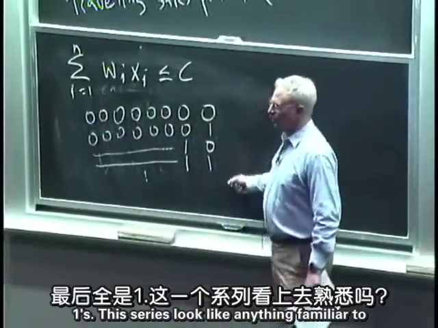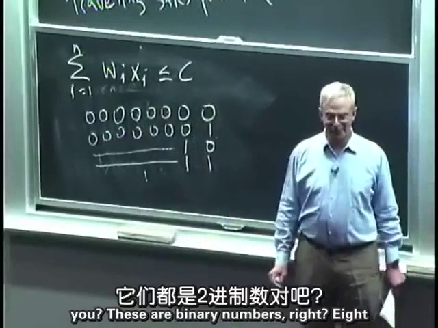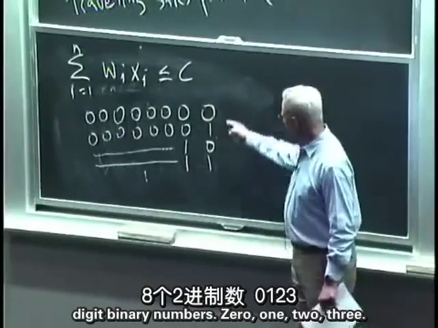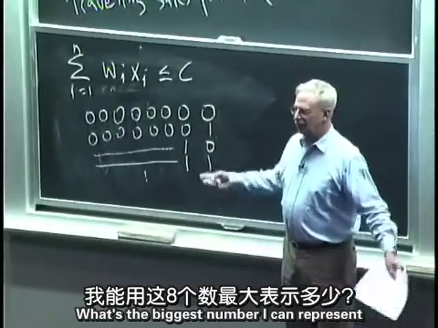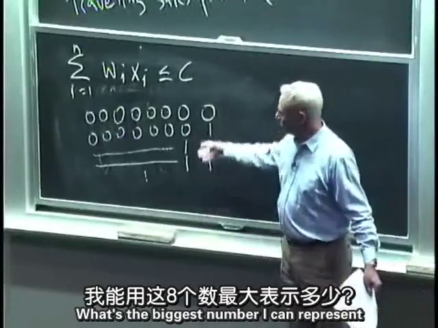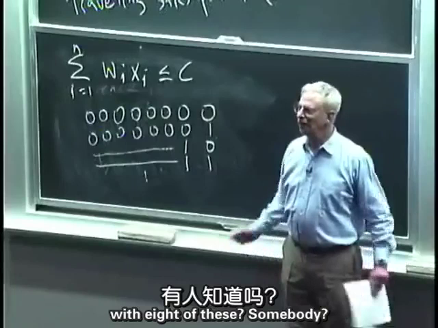Does this series look like anything familiar to you? These are binary numbers, right? 8-digit binary numbers, 0, 1, 2, 3. What's the biggest number I can represent with 8 of these? Somebody?